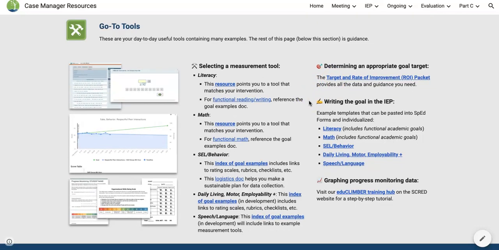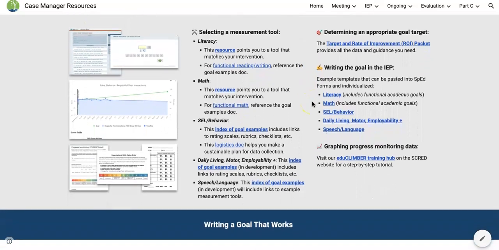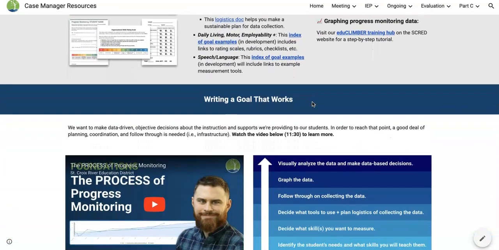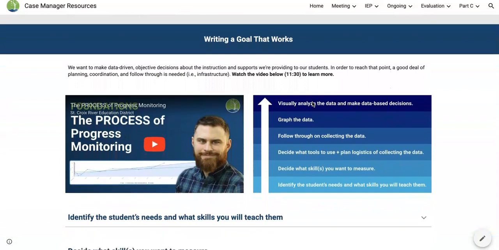of this module. The next component here is actually writing the goal in the IEP. And so this is where we've got some really good resources, templates actually, related to PLAFs and goals and objectives. So that's where this is located here under Go-To Tools in writing the goal in the IEP. So I will come back to that when I demonstrate exactly how to do that in SpEd forms. But we're going to move into some more information here on the website.